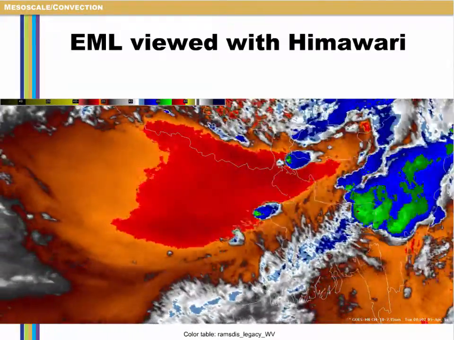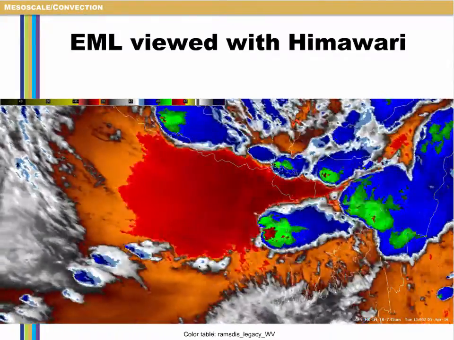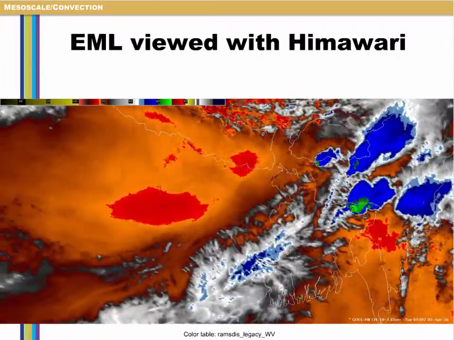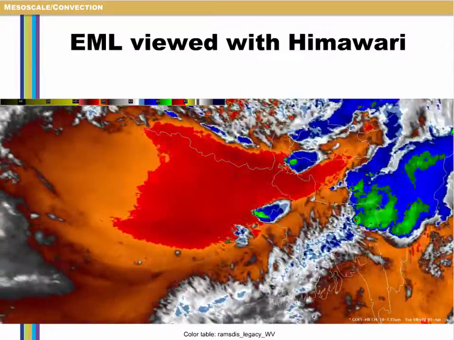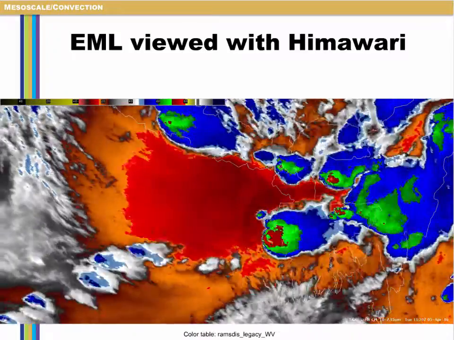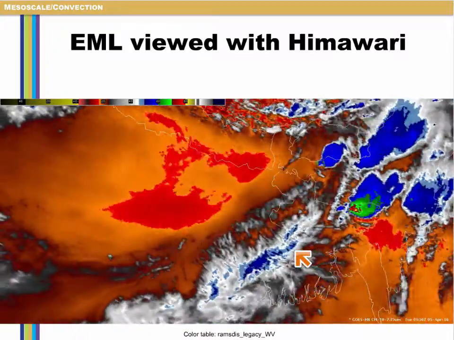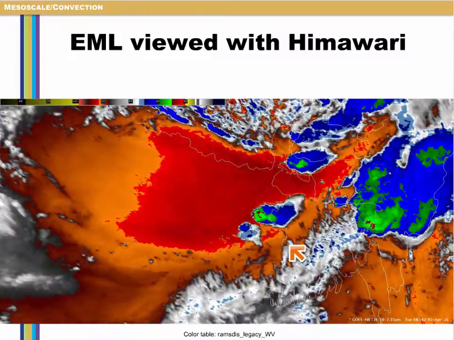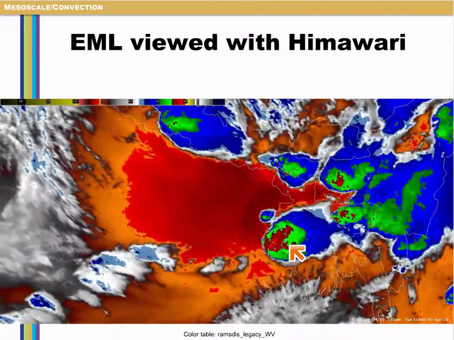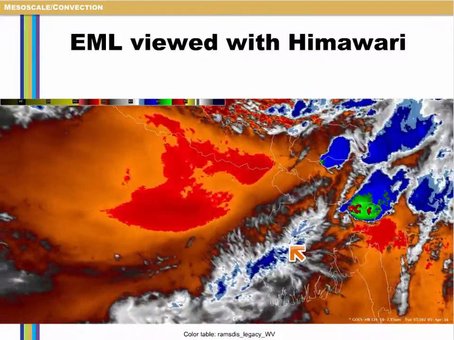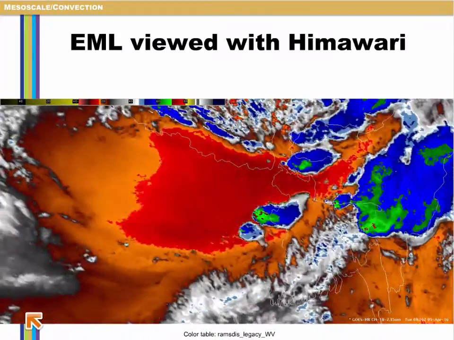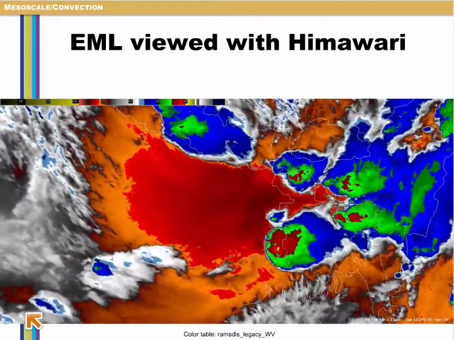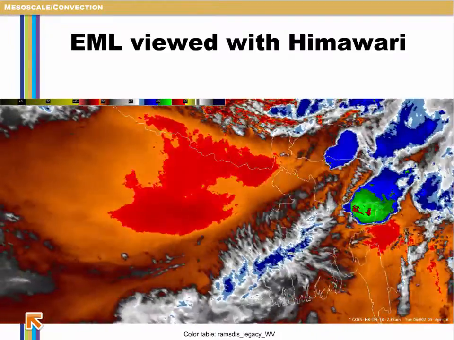This is an example of an elevated mixed layer that develops over northern India and advects towards Bangladesh. An intense isolated thunderstorm develops along a dry line associated with the EML. We do see some contribution from ground temperatures warming up during the day, since the weighting function profile is low enough in altitude to pick up on this as well.